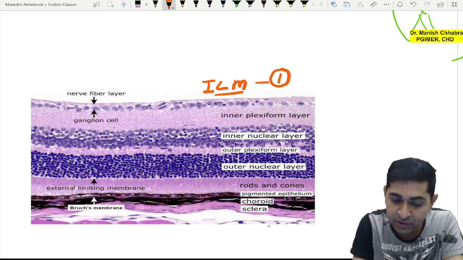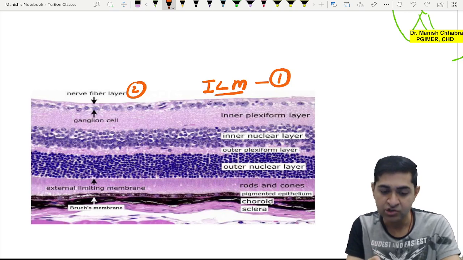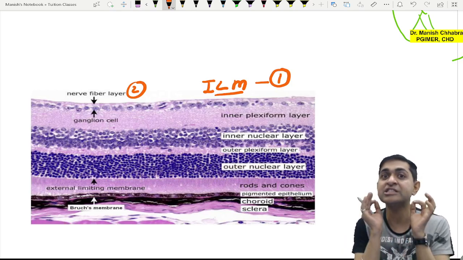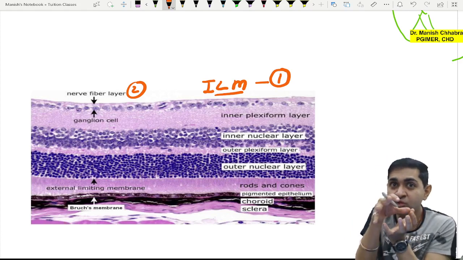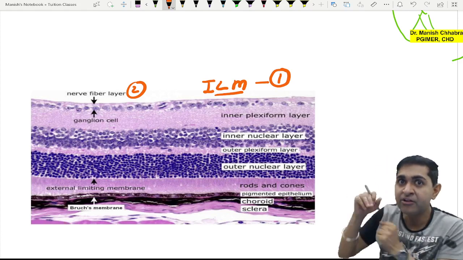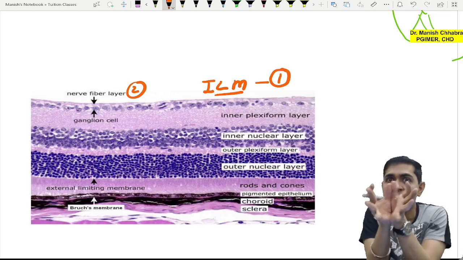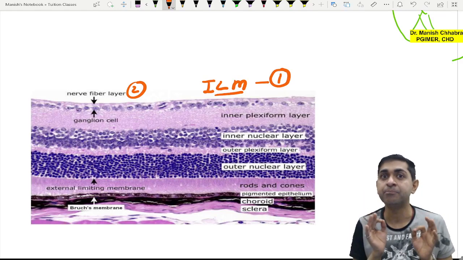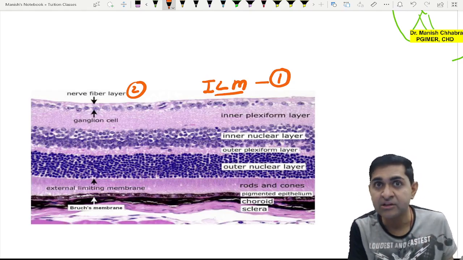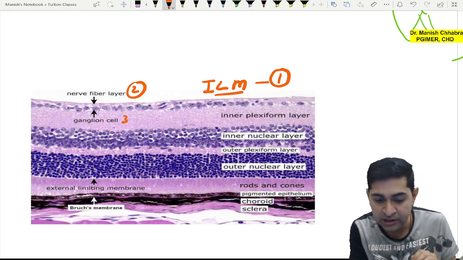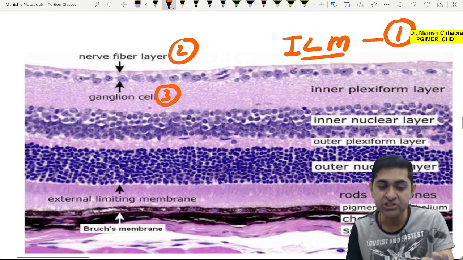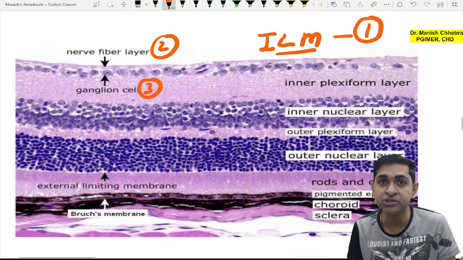Then there is nerve fiber layer. So you can appreciate that there is nerve fiber layer. Nerve fiber layer is the same layer that actually forms the optic nerve, which exits the optic disc region, the neuroretinal rim. And third layer is ganglion layer, ganglion cells. Now ganglion cell nuclei can be easily seen in this image.